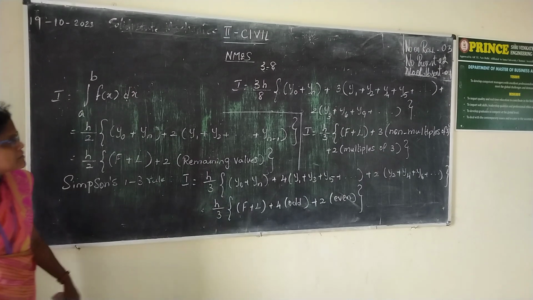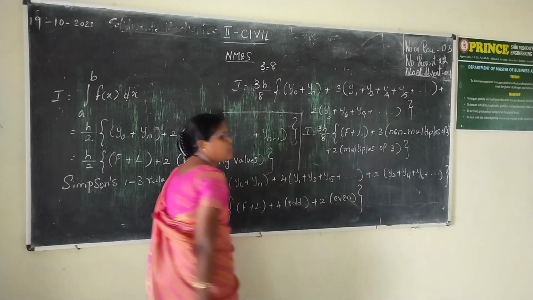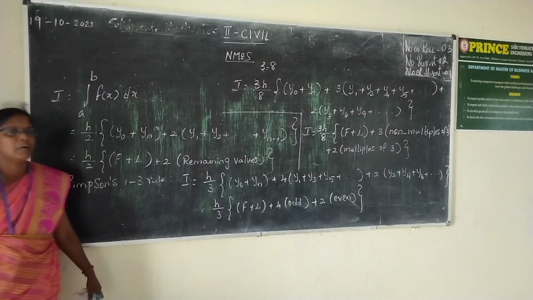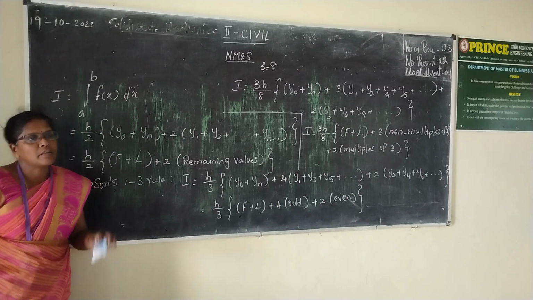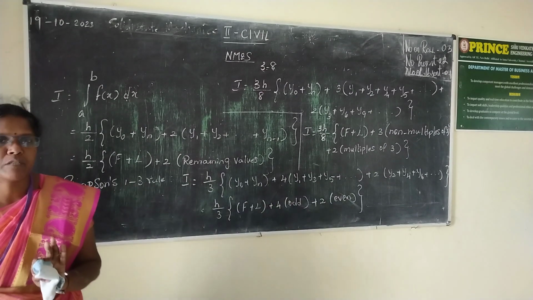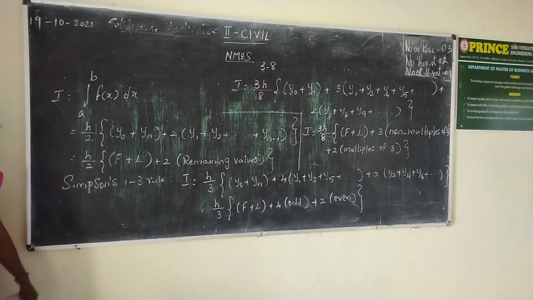3h by 8. Oh, I made a mistake. 3h by 8. Okay, remember all these 3 formulas thoroughly now. Only 3 formulas for the single integral. Okay, well. Tell me what is the trapezoidal rule?